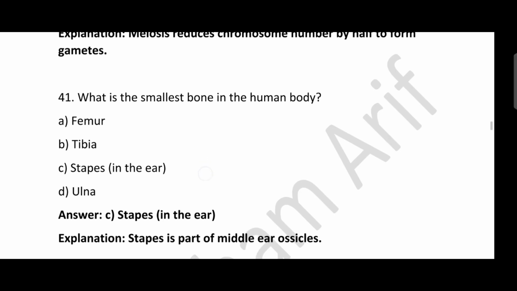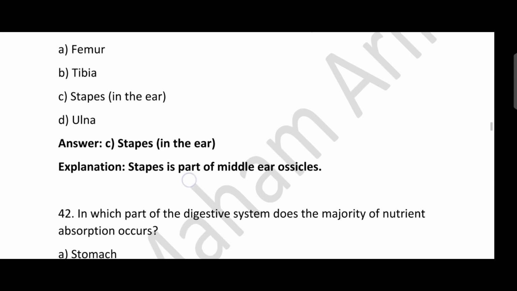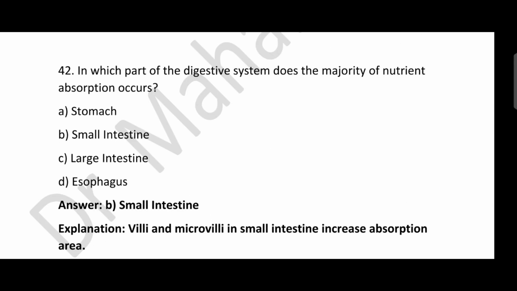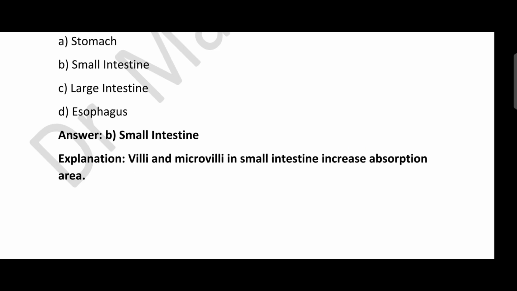What is the smallest bone in human body? The correct answer is option C, that is stapes, and it is present in the middle ear ossicles. In which part of digestive system does the majority of nutrient absorption occur? Correct answer is option B, that is small intestine, because villi and microvilli in the small intestine increase the absorption area.